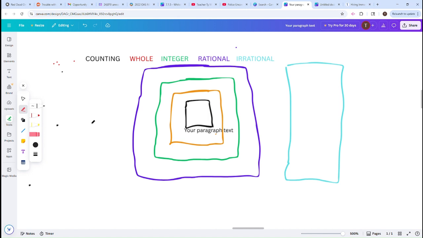So, I do have it kind of color coordinated here for the counting numbers. That is literally how we count. Right? 1, 2, 3, dot, dot, dot. 1, 2, 3, 4, 5, 6. Just literally how we count.